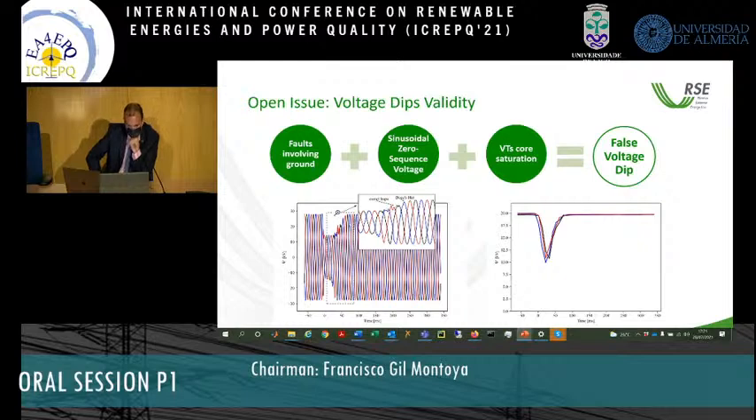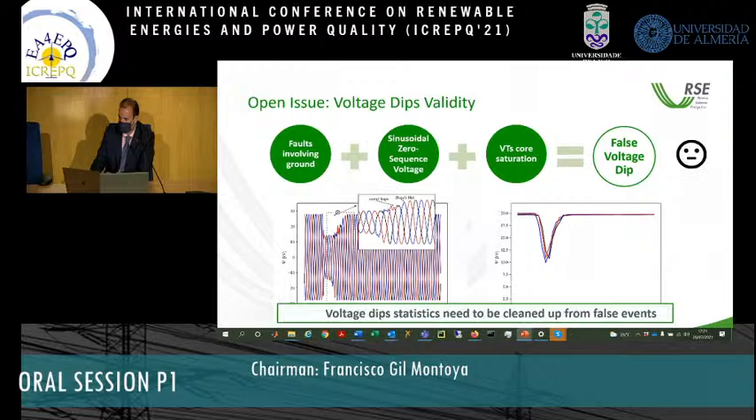And it can be seen because we have a typical distorted waveform with the camel humps or Dodge's hat, and we have this particular wave in the RMS value. But of course, this voltage dip has to be cleaned up from statistics, because it is not a real voltage dip. It's only a saturation of the voltage transformer. So we have to remove these events from our statistics.